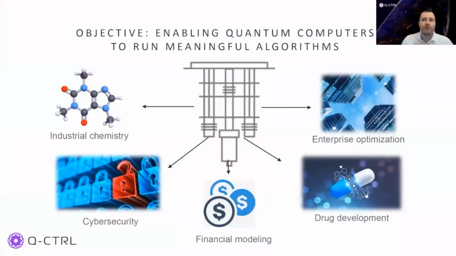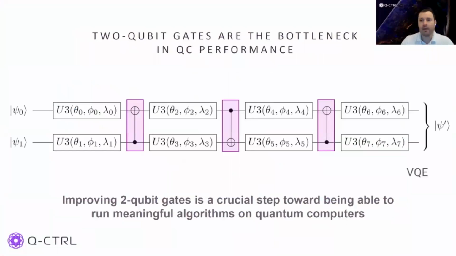When we think about the future of quantum computation, a clear end goal is to be able to run algorithms that solve meaningful problems. So why are we interested in two-qubit gates? That's because two-qubit gates are the most basic building blocks that generate entanglement in quantum circuits, for example, in this sketch of the VQE algorithm. Currently, the low quality of two-qubit gates is among the most limiting factors in achieving high-performance quantum algorithms, and therefore improving them is crucial.